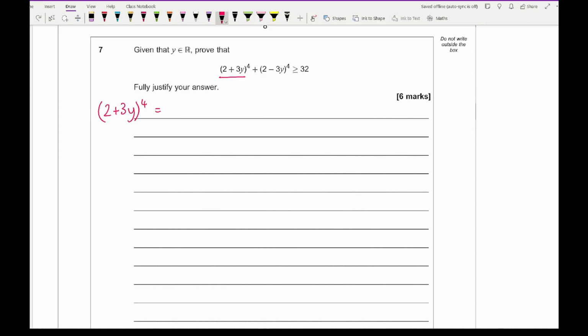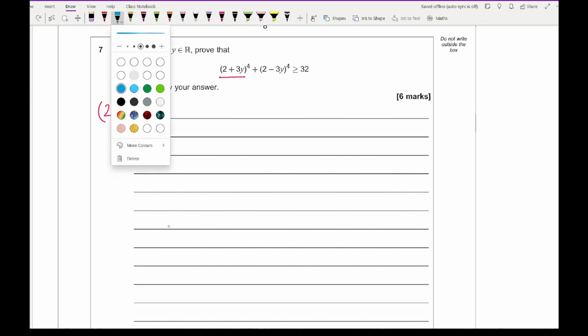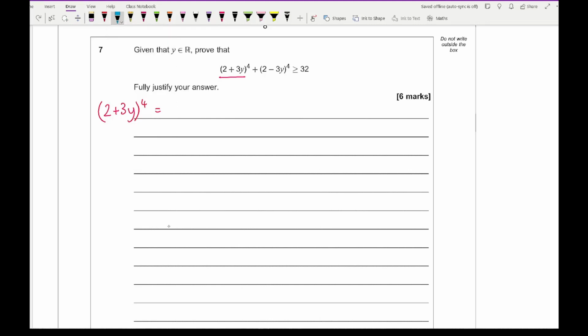Now, depending on your method of presenting this using binomial expansion, it's entirely up to you. So you can feel free to use the one that I'm going to be using, or yours might be different. But as long as you're getting the correct expansion, it should be absolutely fine. So for this first one, it's going to be 4, 0, and then 2 to the power of 4, and then 3y to the power of 0. So that's my first term.